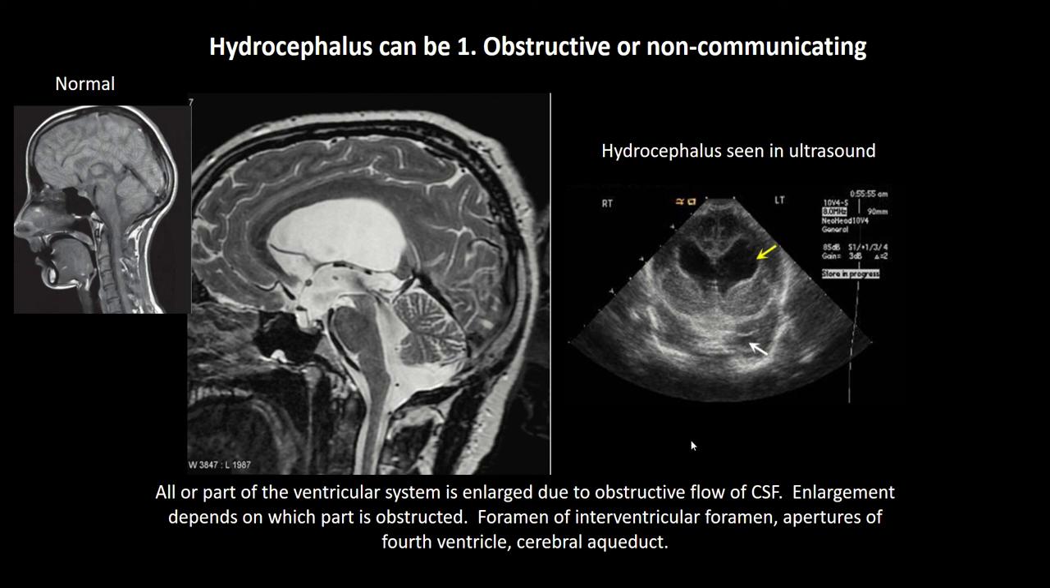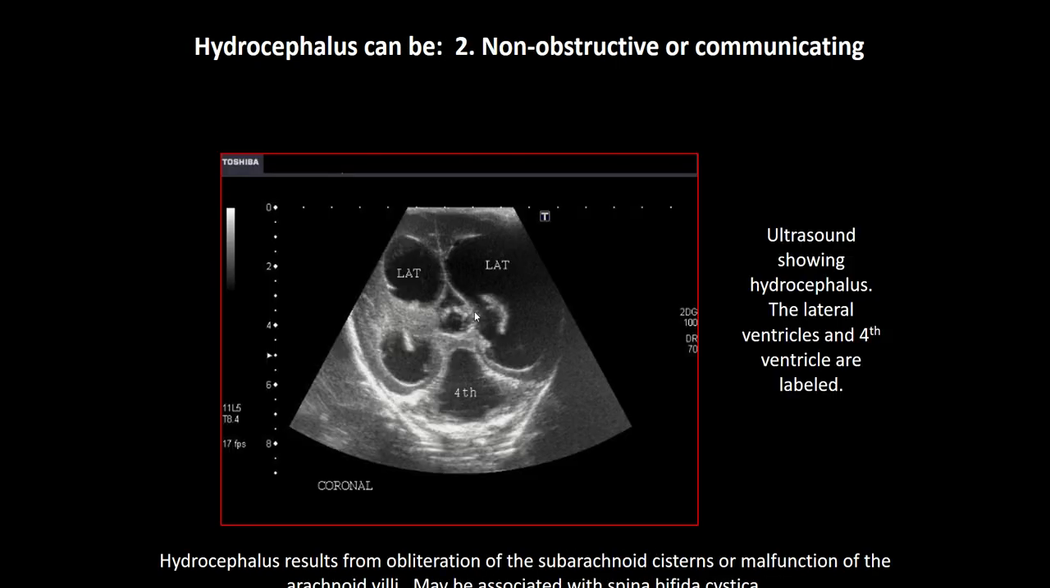So for some reason, flow is obstructed, and so you get enlargement of the ventricles in the area where flow is supposed to go through. Depending on where it's blocked, you're going to get enlargement of the ventricular system that is upstream from the blockage. And then the other kind of hydrocephalus can be non-obstructive, which is also called communicating.